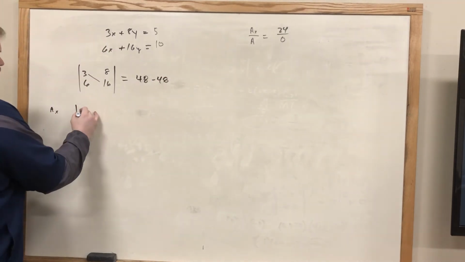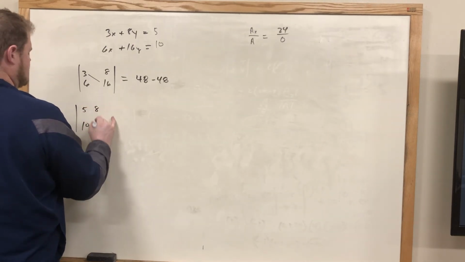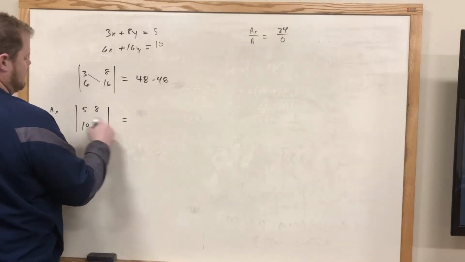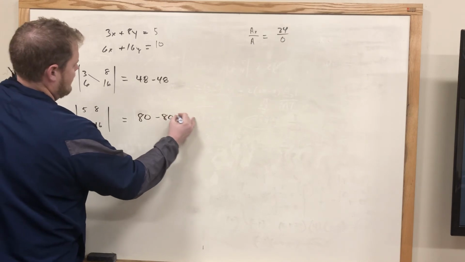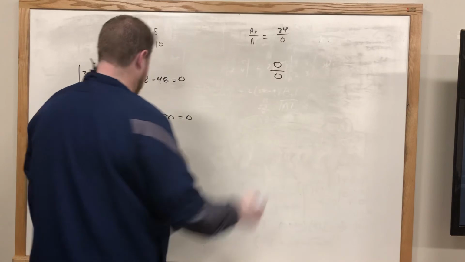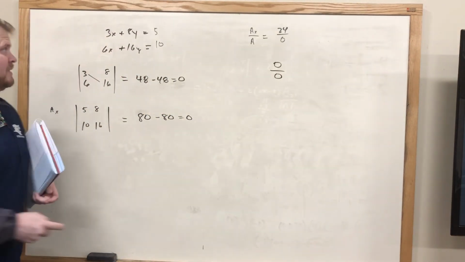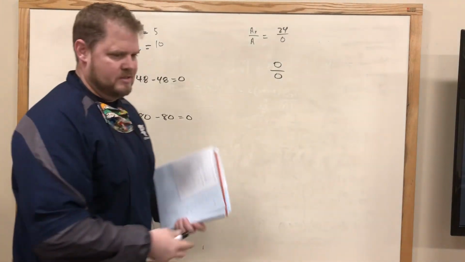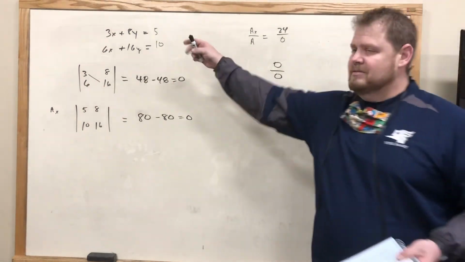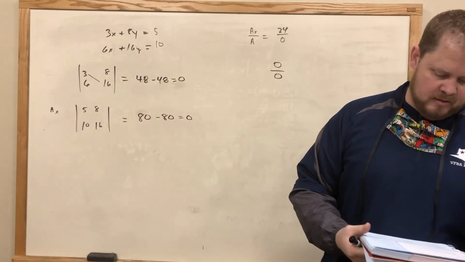Now, what is Ax going to be? Our Ax is going to be 5 and 10, 8 and 16. That's also going to be 0. How do I know? 80 minus 80 is 0. So, question, class, 0 over 0. What's my answer? 0. So therefore, if they have equivalent functions, then the answer is 0. But if they don't, and these functions are different, it becomes an undefined question.